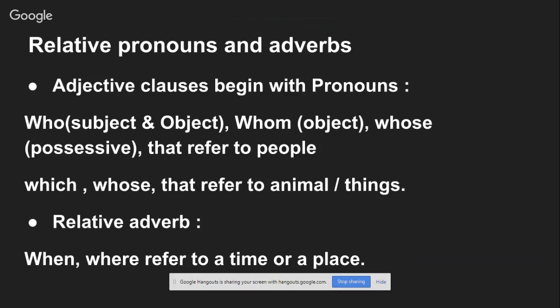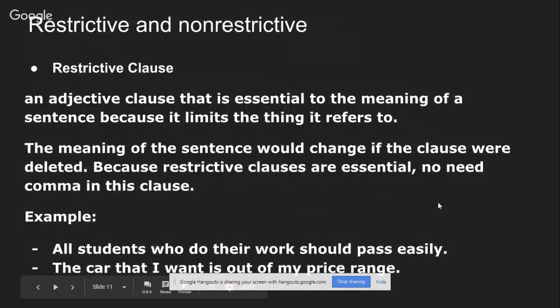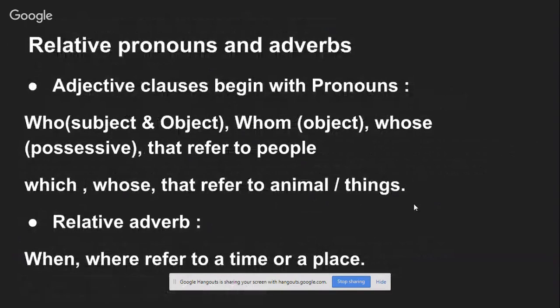So, relative pronouns and adverbs. We mentioned them before. Adjective clauses begin with relative pronouns, which are the markers: who for subject or object, whom, and whose, and these all refer to people. And which? What about animals? Which and that refer to animals or things. And the last one is the relative adverb. You can use when or where, which refer to time or place.